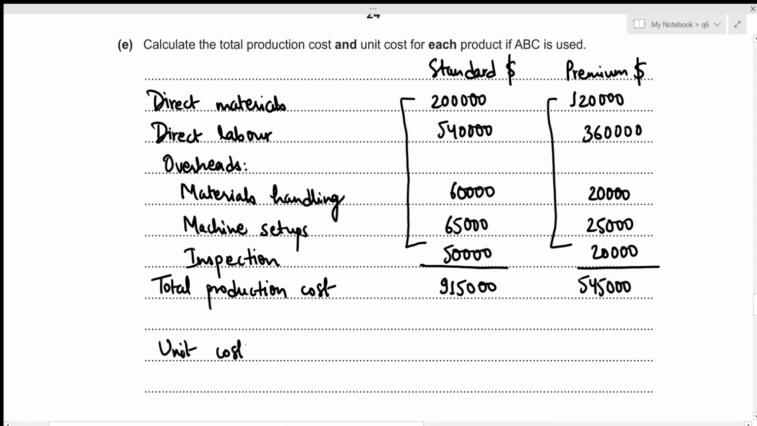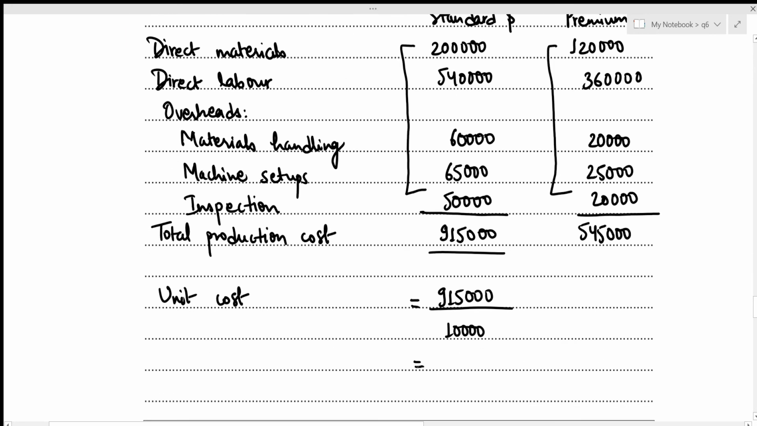And we know that if we already have the total production cost as well as the total production units, we can easily figure out the unit cost by dividing the total production cost by our total production units. And for standard, we figured out our total production cost to be 915,000. And we know that our total production unit for standard was 10,000. So this gives the unit cost for standard to be 915,000 divided by 10,000, which results in the value of 91.5.